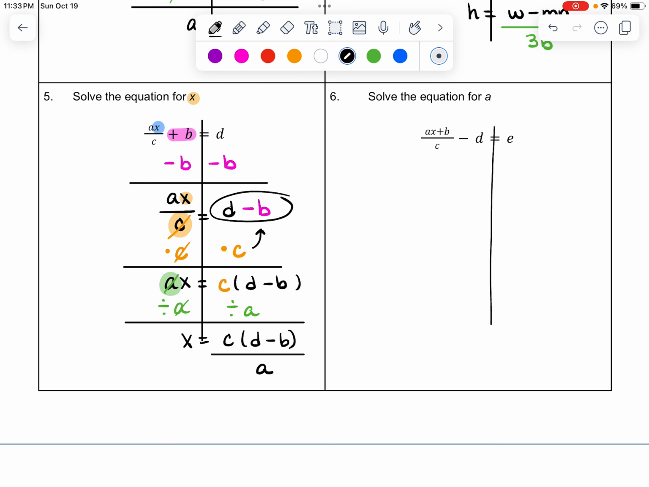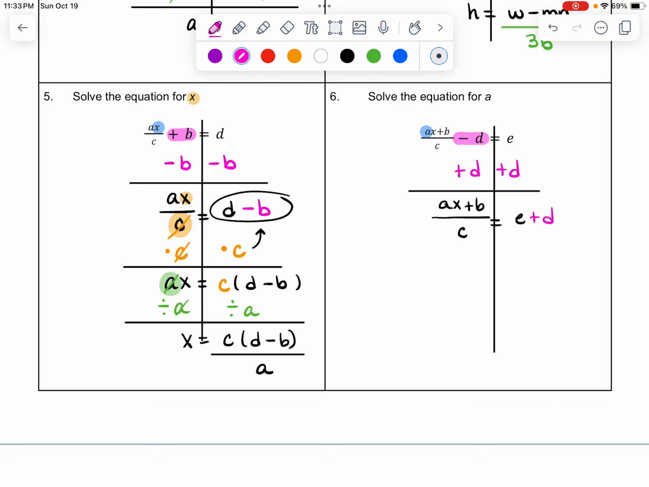Last but not least, for problem number 6, our goal here is to get A by itself. So again, we're going to start with whatever's farthest away. So the minus D, we're going to plus D on both sides. AX plus B all divided by C equals, and then since E and D are not like terms, we're just going to copy them both down. E plus D. Then again, we're going to go with whatever's farthest away from A, which in this case is C. So I'm going to undo the division by multiplying.